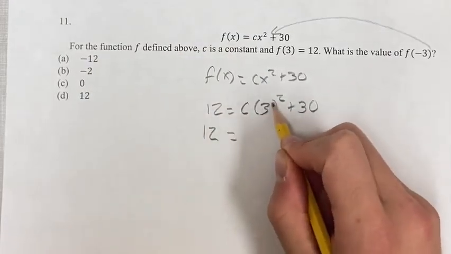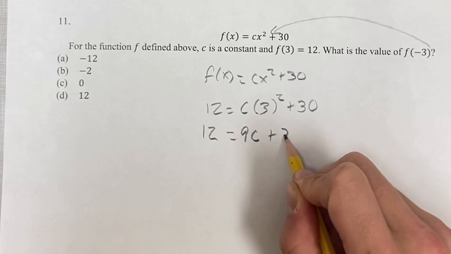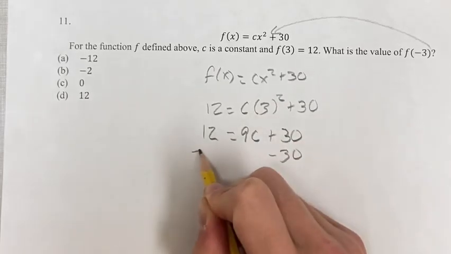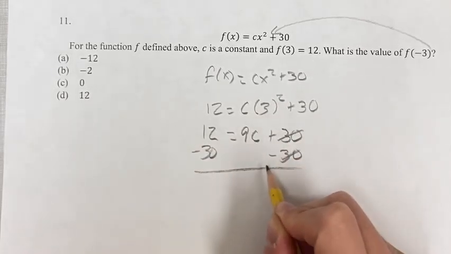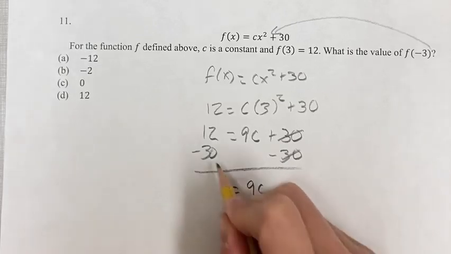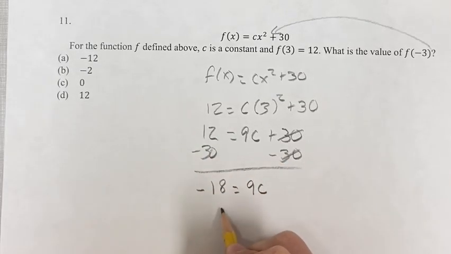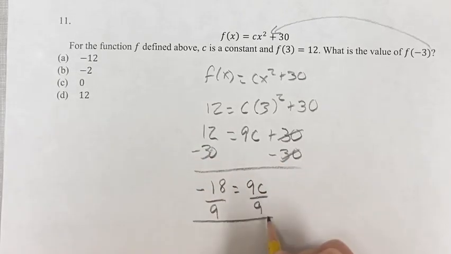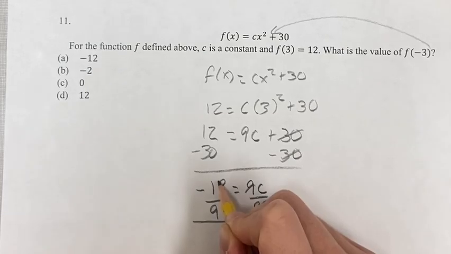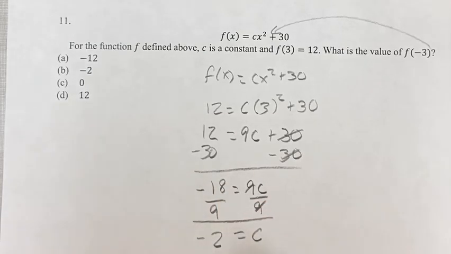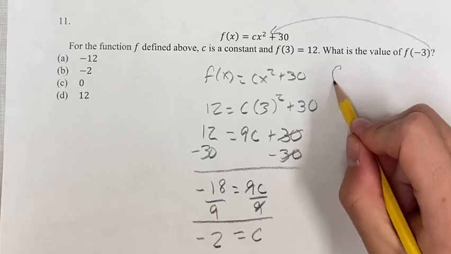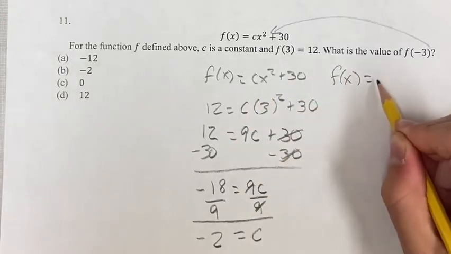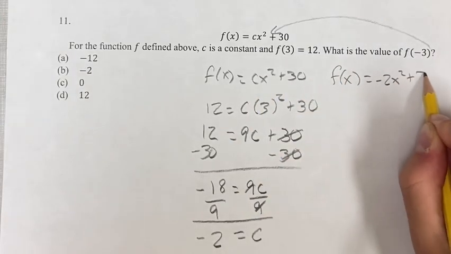So 12 is equal to 3 squared is 9, so 9c plus 30. Subtracting 30 from both sides, these cancel, and we get 9c is equal to 12 minus 30 is negative 18. Dividing both sides by 9, these cancel, and you get c is equal to negative 18 divided by 9, which is negative 2. So therefore, f of x is equal to cx squared, which is negative 2x squared plus 30.